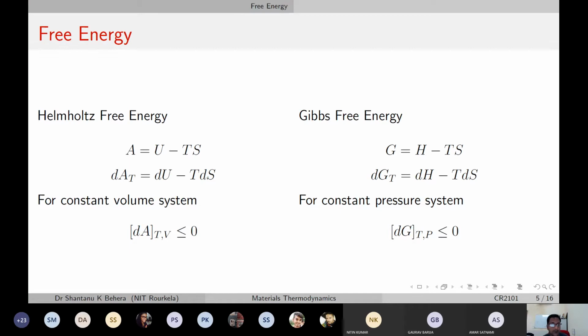So we spoke about equilibrium the last class. On that aspect, there are two sets of systems that we can talk about, one in constant volume system and the other in constant pressure system. In the constant volume system, it's the Helmholtz free energy which needs to be minimized for the system to be in equilibrium, and for constant pressure process, it's the Gibbs free energy that needs to be minimum.